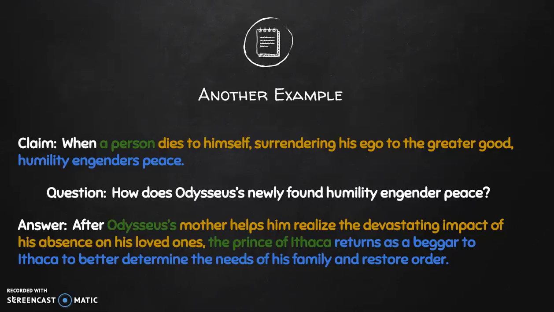Now, if I want to develop a topic sentence based on that claim, I might ask the question, how does Odysseus' newly found humility engender peace? How is this true in the text? And my answer becomes a topic sentence. After Odysseus' mother helps him realize the devastating impact of his absence on loved ones, the Prince of Ithaca returns as a beggar to Ithaca to better determine the needs of his family and restore order.